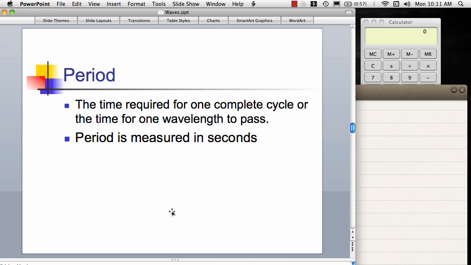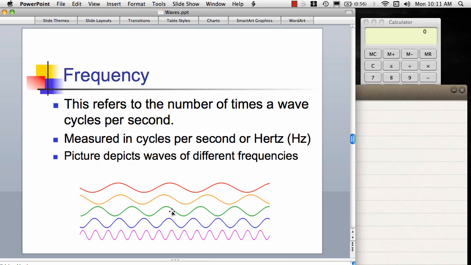In a few slides we're going to learn about frequency. Frequency is the opposite of period. The mathematical term for that is it's inversely related, which means that if we know the period, 1 divided by the period is equal to the frequency, or if we know the frequency, 1 divided by the frequency is equal to the period. We'll look at that more closely in a minute. Frequency. The number of times a certain wave cycles per second. The units of frequency are the hertz, abbreviated capital H, lowercase z.